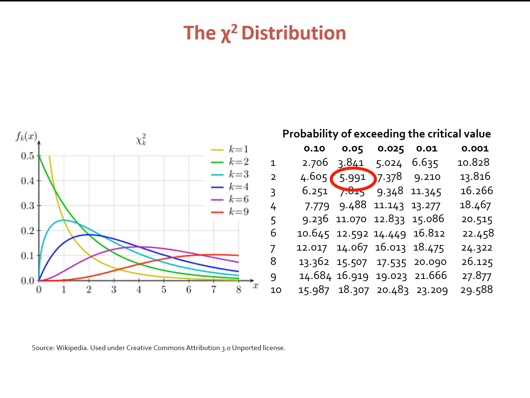In our example, if we want to get a p-value of 0.05, or we want to get statistical significance of 0.05, we would have to have a chi-square of at least 5.991. So our actual calculation, remember, was 9.667. So that's how we can say that the statistical significance meets our 0.05 threshold.